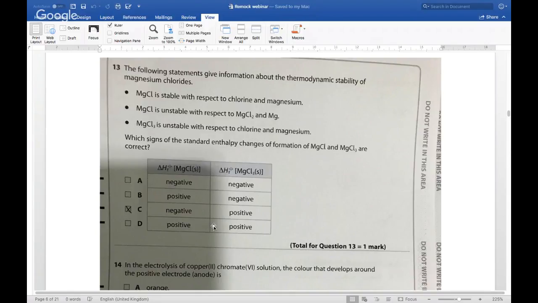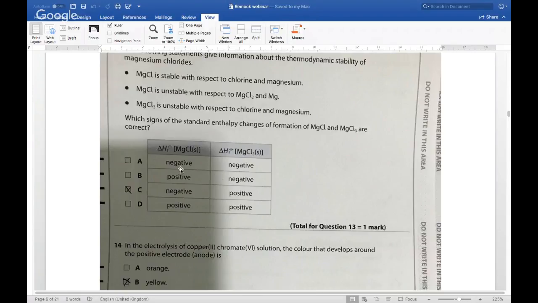Oh, okay. They've then gone on to enthalpy of formations. They've given us a load of true statements. Magnesium chloride is stable with respect to chlorine and magnesium, is stable compared to them. It will still be an exothermic reaction, it just won't be very much. The formation of magnesium chloride solid is negative, so it's still exothermic. MgCl is unstable with respect to chlorine and magnesium, which means its enthalpy of formation is going to be positive. God, that's a really tricky question, folks. That's not easy, that.